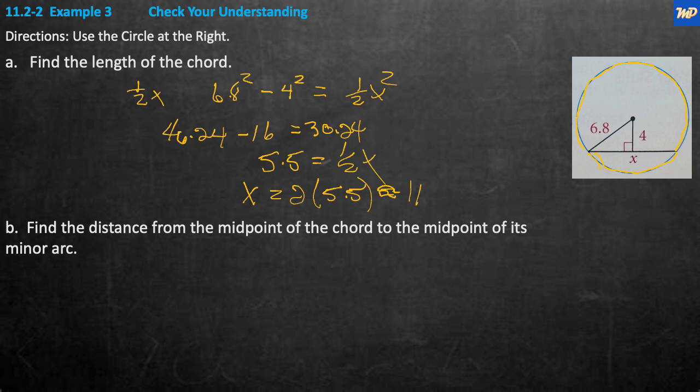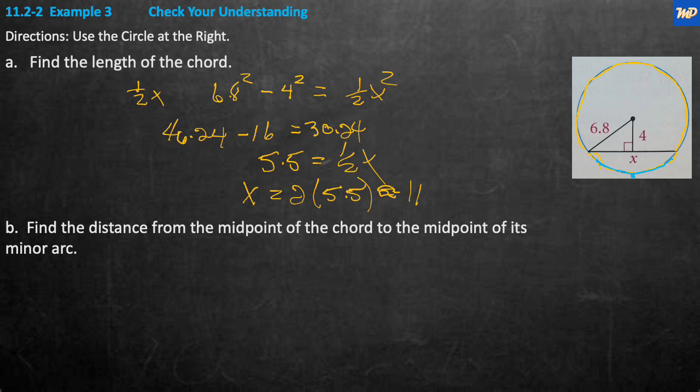And then find the distance from the midpoint of the chord to the midpoint of its minor arc. Well, we talked about the minor arc. That's this section down here. I'm going to change colors so we can see it more clearly. That's this section down here, right? This is the minor arc. And they want to know the distance to the midpoint of the minor arc.